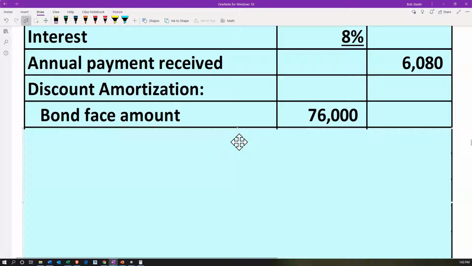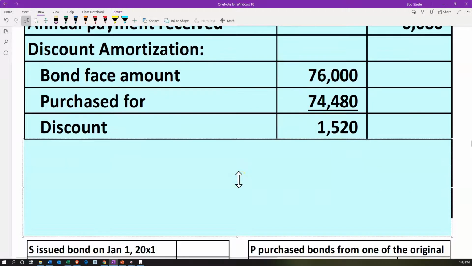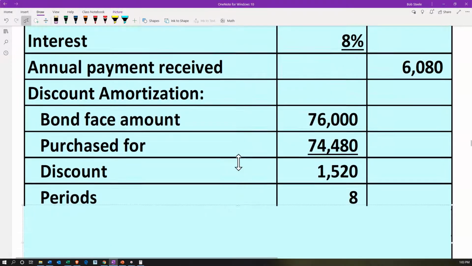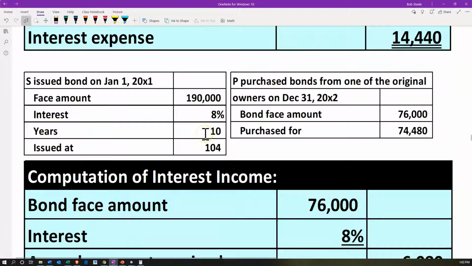Then we've got the discount that we're going to be amortizing, because they bought it in essence at a discount. The bond face amount is 76,000. They purchased it for 74,480. The difference between the two means they paid less than the face amount by 1,520, in essence the discount. Then we're going to divide that by the number of periods. Now be careful, it's not 10. Why? Because they purchased it 2 years later. It was 10, but 10 minus the 2, there are 8 periods left.